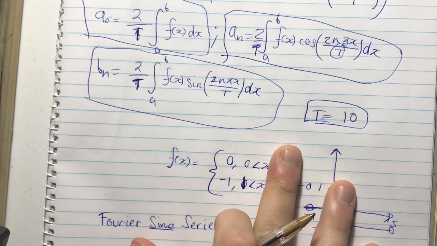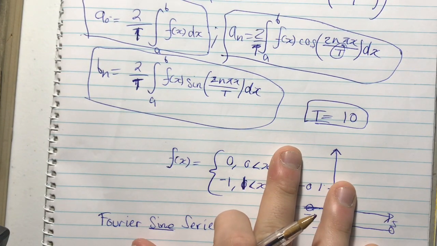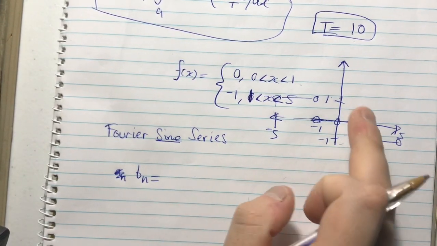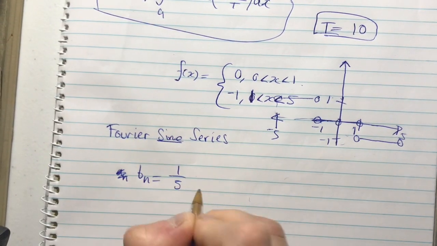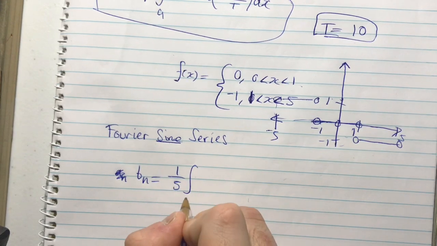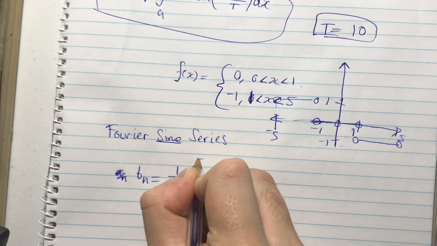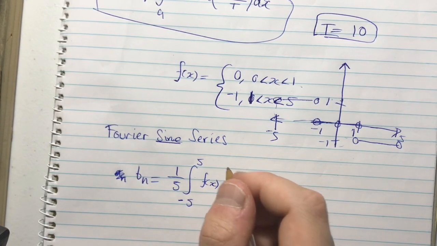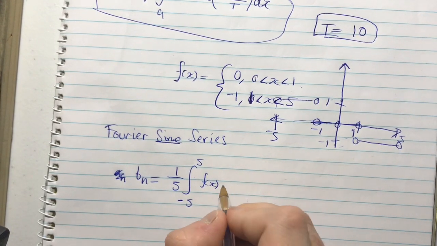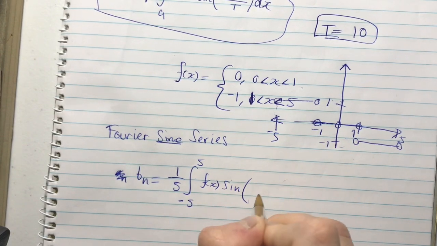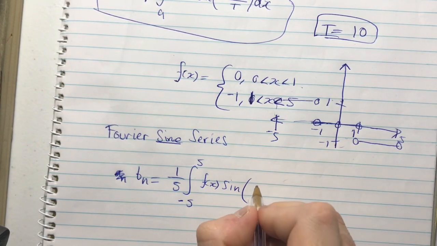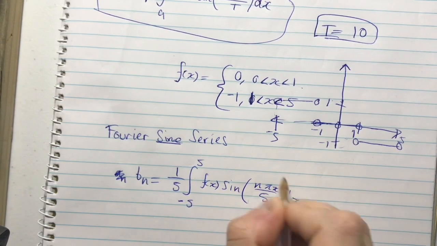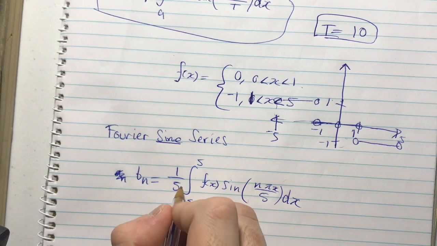Well, it's 2 over T times the integral from a to b of f of x sine 2n pi x over T dx. All right, I was talking really fast then. So 2 over T, what's T? 10, so that's 1 over 5 times the integral from minus 5 to 5 of f of x, because I haven't split up the function yet into its piecewise constituents, sine 2n pi x on T. Well, T is 10, so that's just n pi x on 5 dx. So it's 1 over 5.